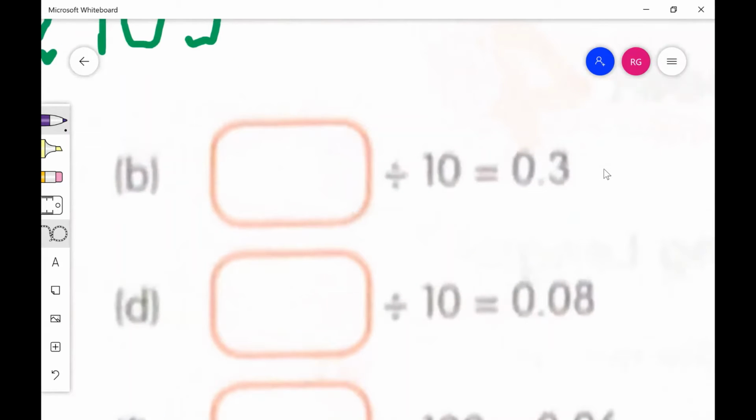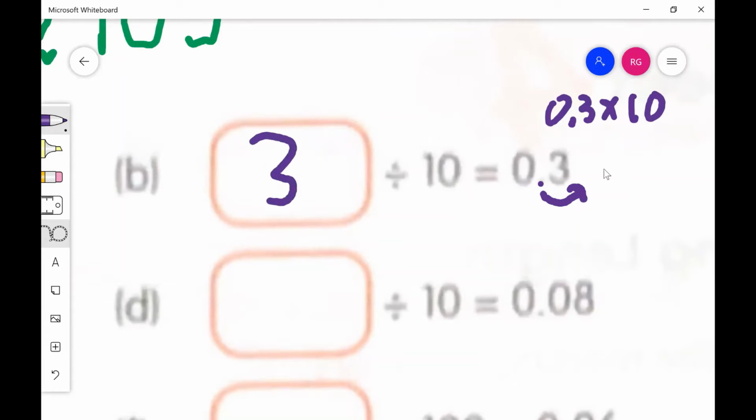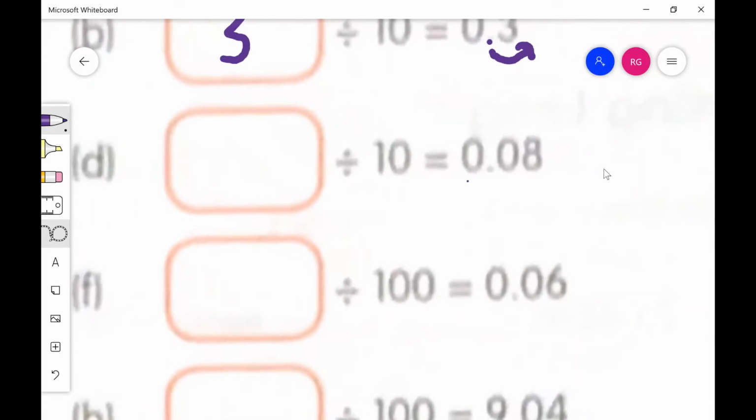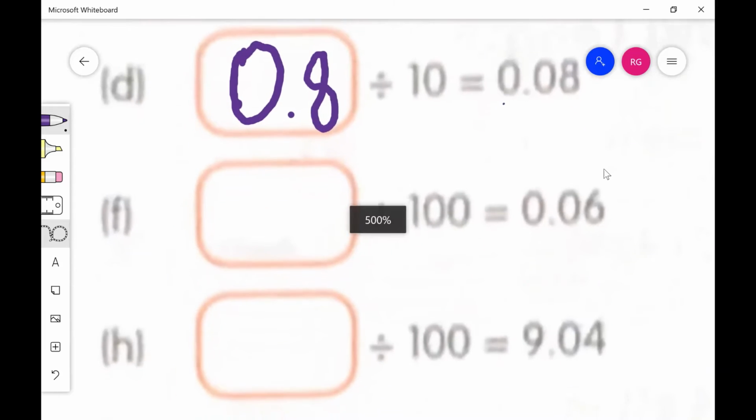Let's move on back up to part B. It says blank divided by 10 equals 0.3. Yes, we're moving the decimal 1 place to the right because we're taking 0.3 times 10. We should get 3. All right. Next one, part D. It says blank divided by 10 equals 0.08. Yeah, I would say 0.8. Is it 0? Oh, I said 0.8. You'd say 0.8 is the correct answer. All right, I think we got the hang of it by now.